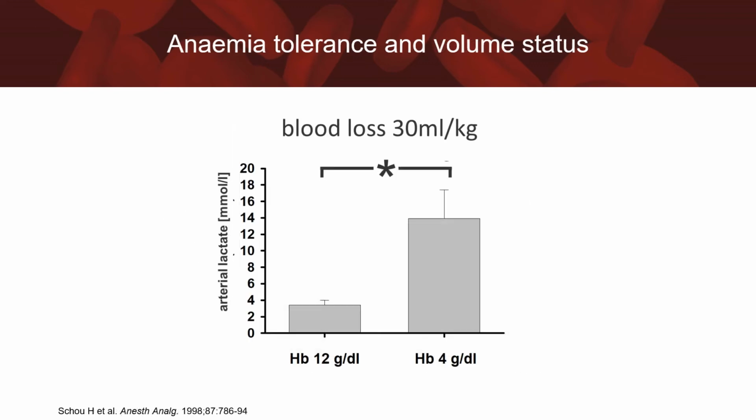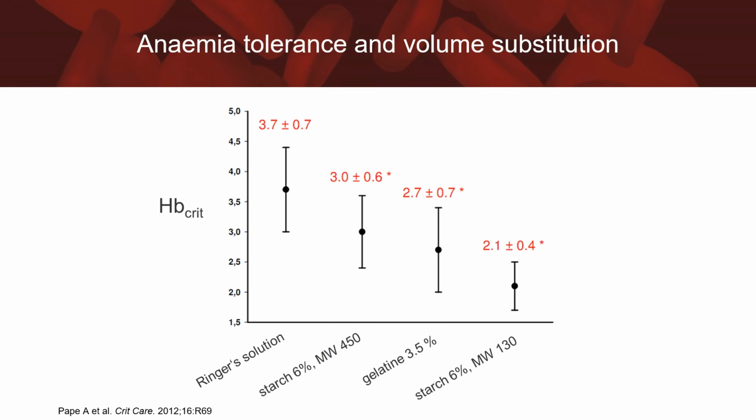Blood loss plays a major role. Anemia alone can be compensated very well. However, the combination of anemia and an acute blood loss of 30 milliliter per kilogram results in severe lactatemia, which means that anemia and hypovolemia in combination should be avoided.